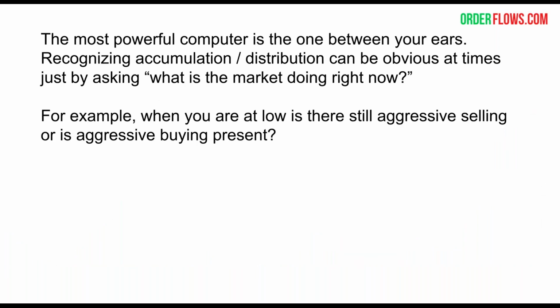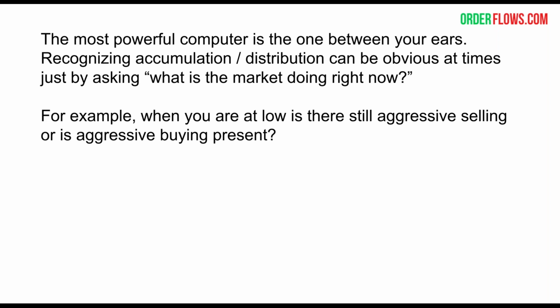So, the most powerful computer, I tell people, is the one between your ears. It's your brain, right? Recognizing accumulation and distribution can be obvious at times just by asking, what is the market doing right now? For example, you're at a low. Is there still aggressive selling or is there aggressive buying present? Just like in the previous example, I like to play this game with my kids. What do we know? Right? Especially if they lose something, what do we know? Where were you last playing with it? Sort of go back and look at the facts.